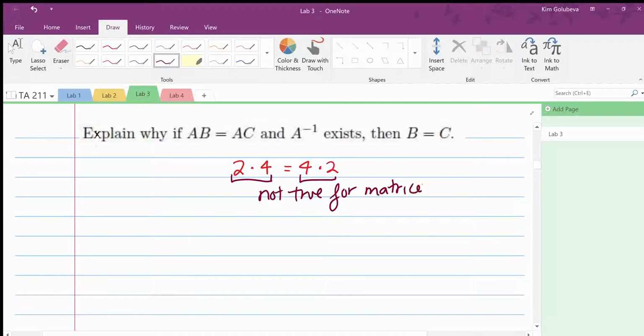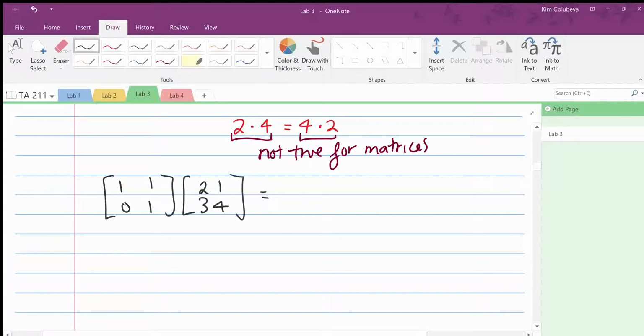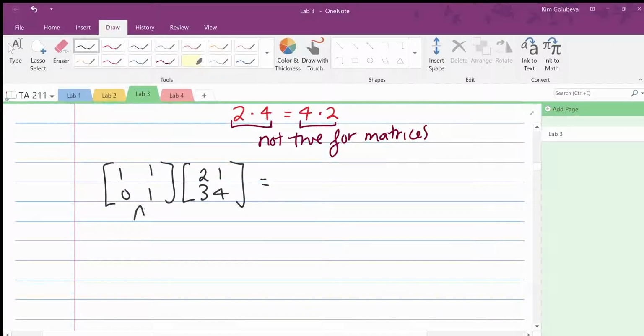So for matrices, the order of multiplication really does matter. And I'll just give you a quick example here. If we have something like [1, 1; 0, 1] times [2, 1; 3, 4], let's call this one A and let's call this one B.